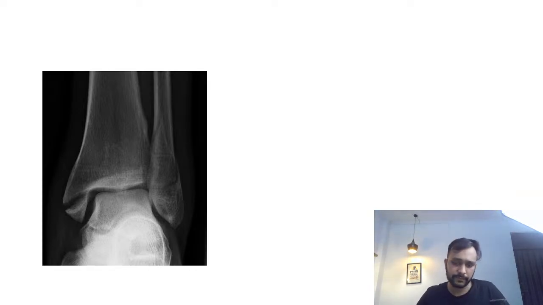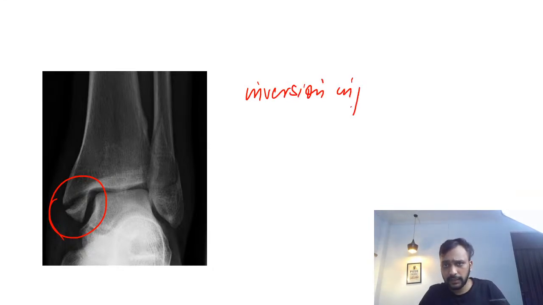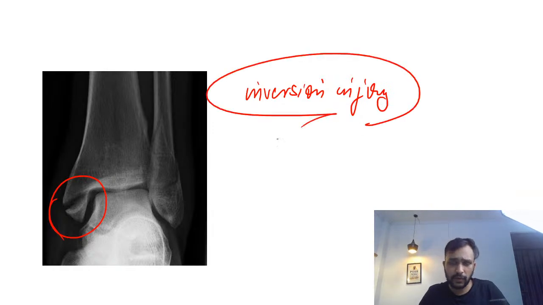What do we see in this x-ray guys? Anyone? What are we seeing in this x-ray? So guys, in this x-ray we can see that there is a fracture of the medial malleolus. So just remember that this is due to the inversion injury, which is causing this fracture of the medial malleolus.